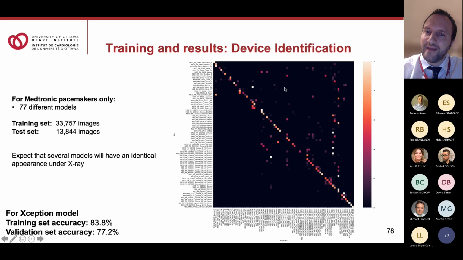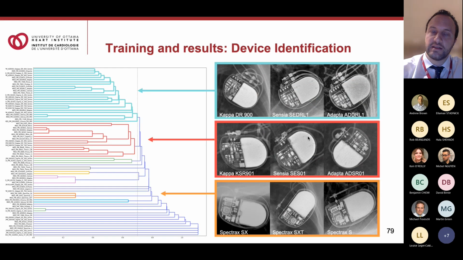And then we used the errors that were made, so the off-axis data that we see in our graph, to see which devices are actually very similar to each other. And we used a hierarchical clustering algorithm to do that. And these are several of the clusters that were identified. For example, the light blue cluster here, despite the devices having very different names, their appearance on the chest radiograph is extremely similar. And they're all dual chamber devices.